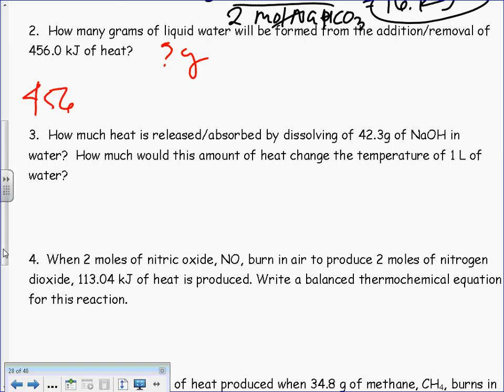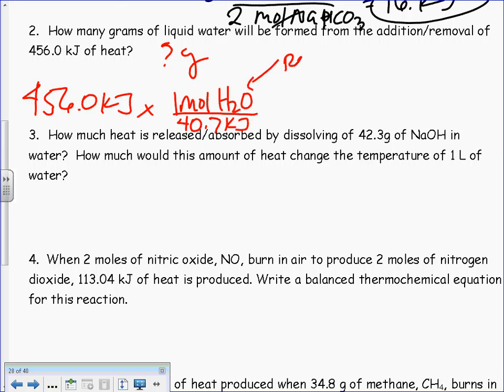456 kilojoules of heat. Okay, I have heat. I want to get rid of heat and convert it to what, possibly? Moles of H2O. What's that conversion? So 1 mole of water, which we got from the balanced chemical equation, is equivalent to 40.7 kilojoules of energy.